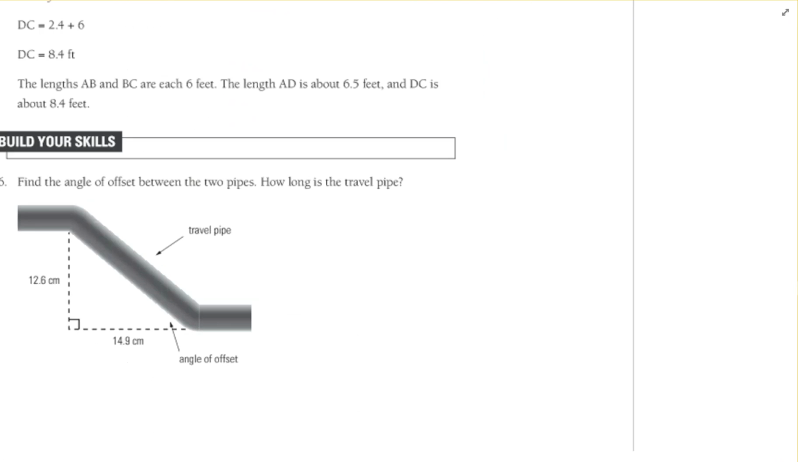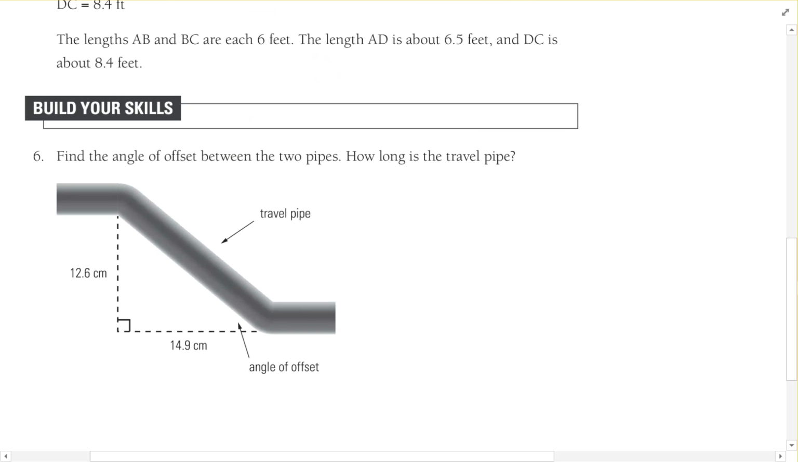Okay. So number 6, find the angle of offset between 2 pipes. How long is the travel pipe? This one is more of a real world thing, but we've done ones like this, right? It's asking for what's the angle. So the angle of offset, that's going to be this one, right? And then it's asking for the hypotenuse. That's what the travel pipe in this case is going to be, from there to there. So that's just our hypotenuse. I'm going to let you guys go ahead and answer number 6 on your own. So go ahead and answer number 6 now. All right.